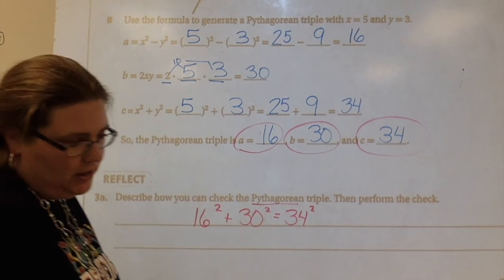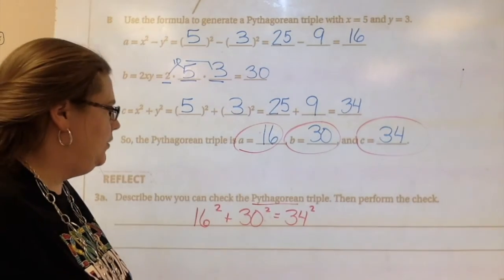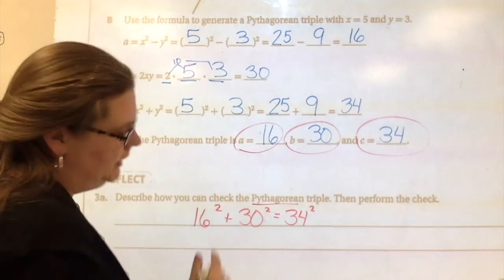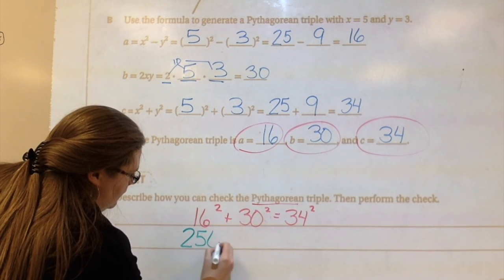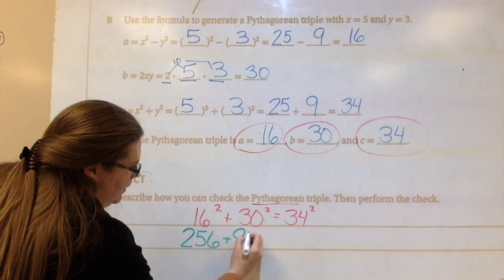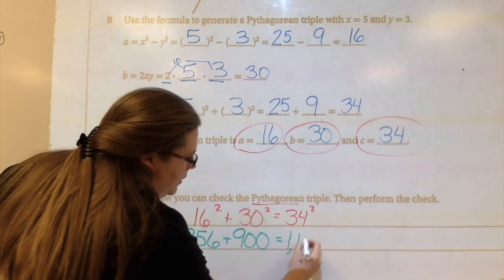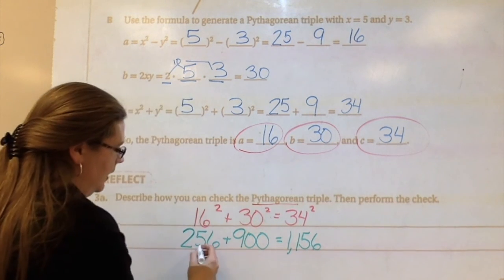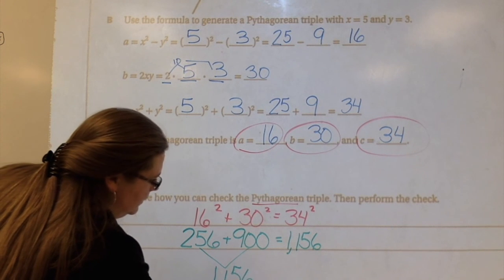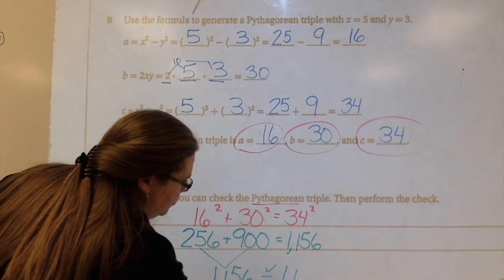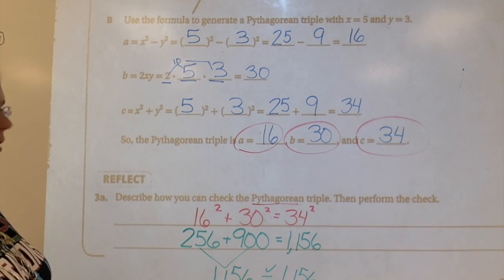Take a moment to punch that out or do the math. Pause it and do that. I'm writing green so you can compare all three colors here. 16 squared is 256. 30 squared is 900. And 34 squared is 1,156. And 256 and 900 do in fact equal 1,156. So yes, this proves that Euclid's formula does work.